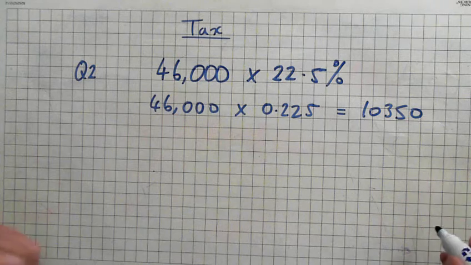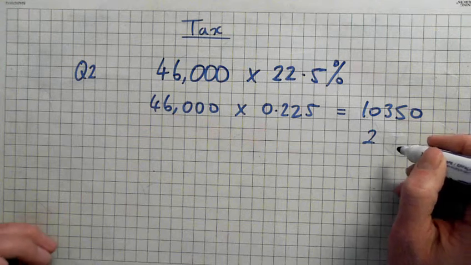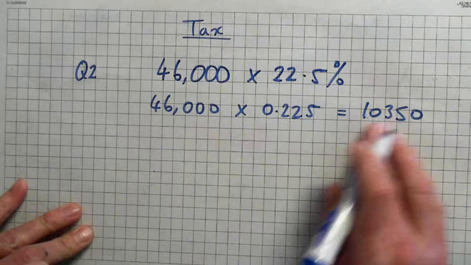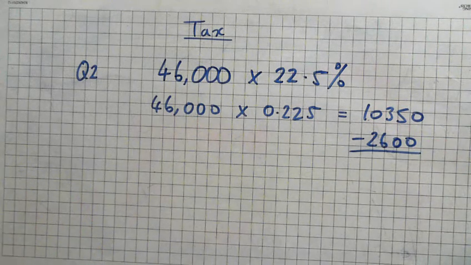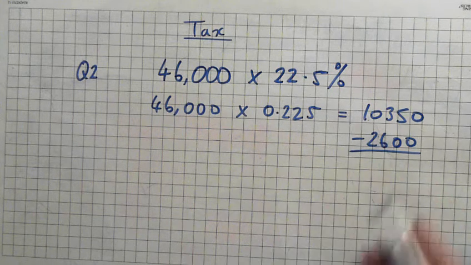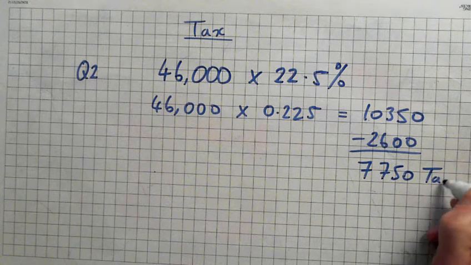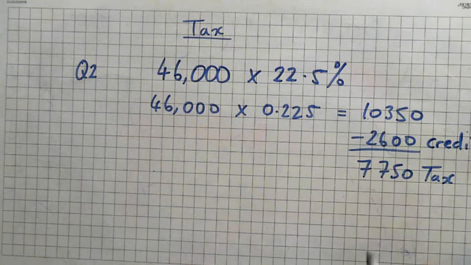So what do you do with tax credits? This is the tax. Once you calculate the tax, you always subtract. Tax credits is money that you don't have to pay tax on. Alright, so it's 10,350 minus 2,600. I'll just double check. Alright, so the tax that you actually pay is 7,750, after the credits. Alright, so that's the tax that you pay.